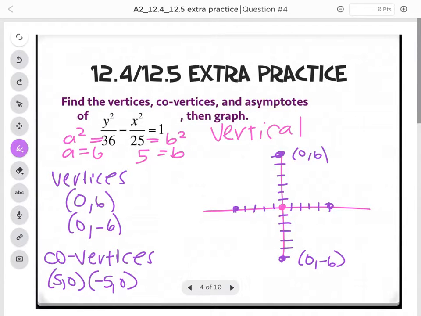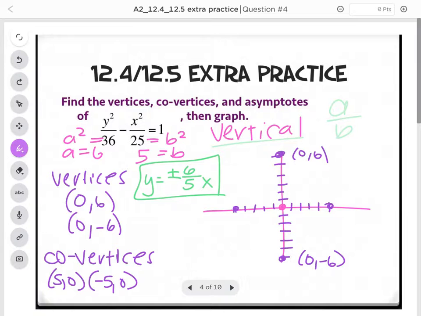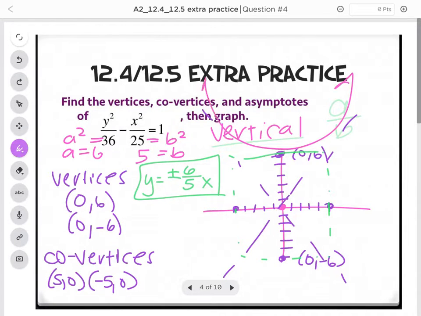And then my asymptote is vertical, which means it's A over B. So I would do y equals plus and minus 6 over 5 x, which is what would happen if I drew through this little box. This way, and then my vertical hyperbola would look like that.